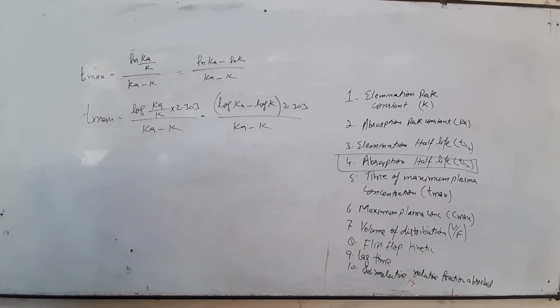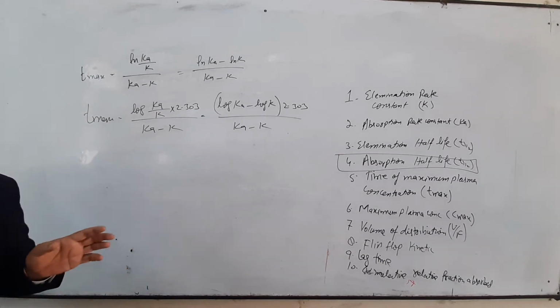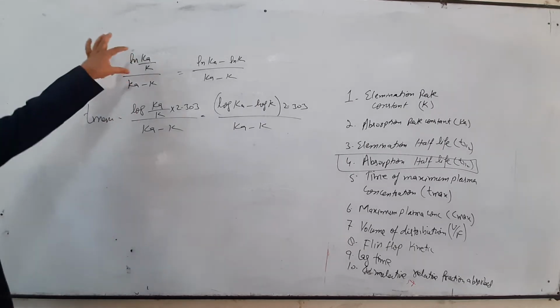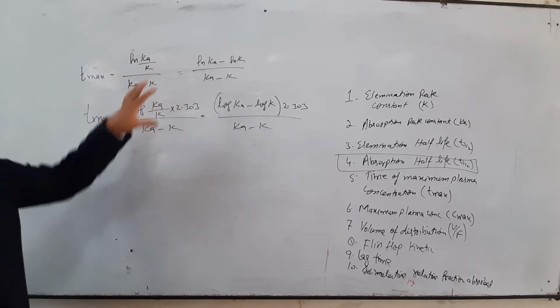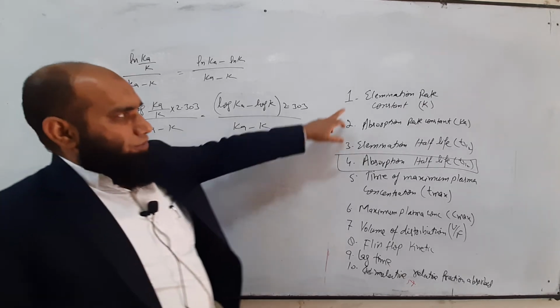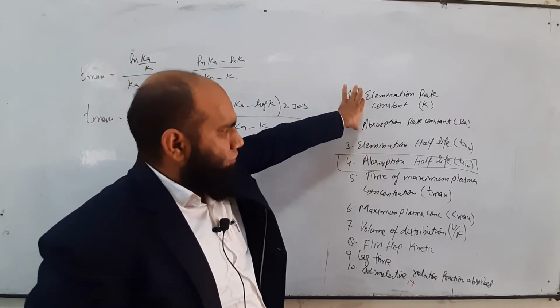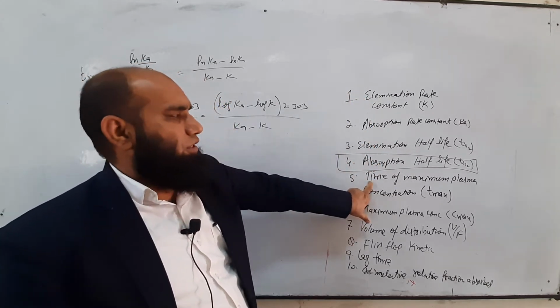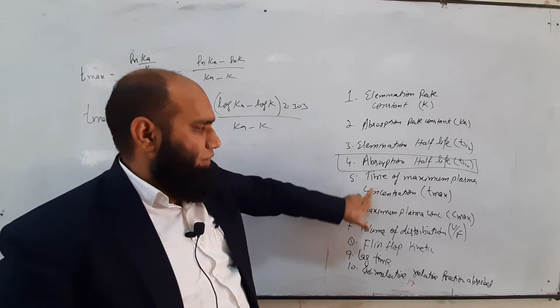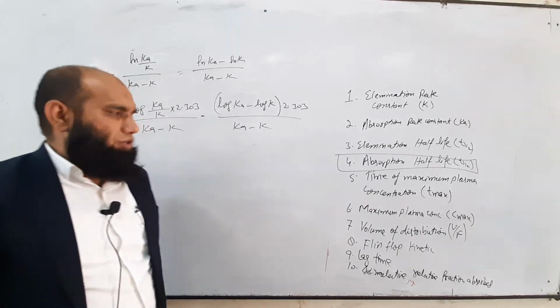There are four different ways to write the Tmax. Very simple it is, having the same concept. One is what we want to calculate. We want to first calculate the rate constant K. That rate constant is, I have already told, the elimination rate constant and the absorption rate constant. When we get these two values, we can calculate the time of the maximum plasma concentration, which is called the Tmax. I hope you got this.